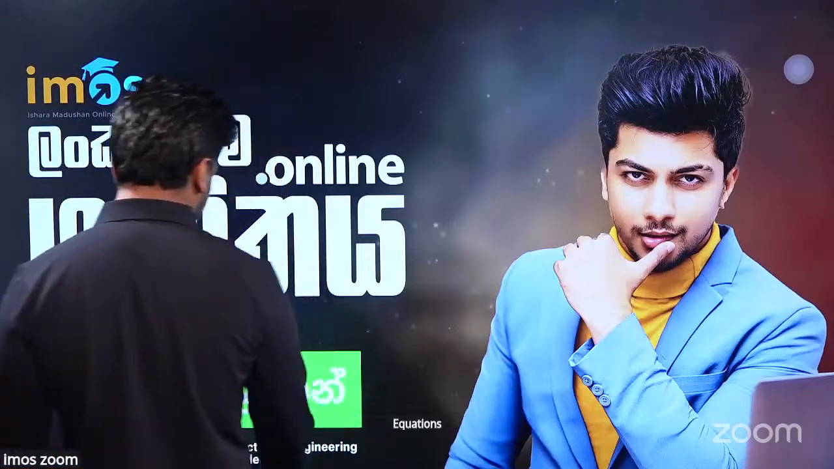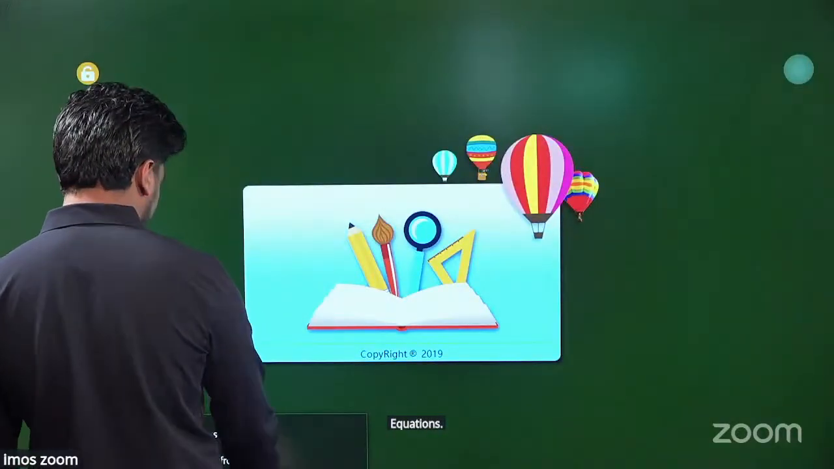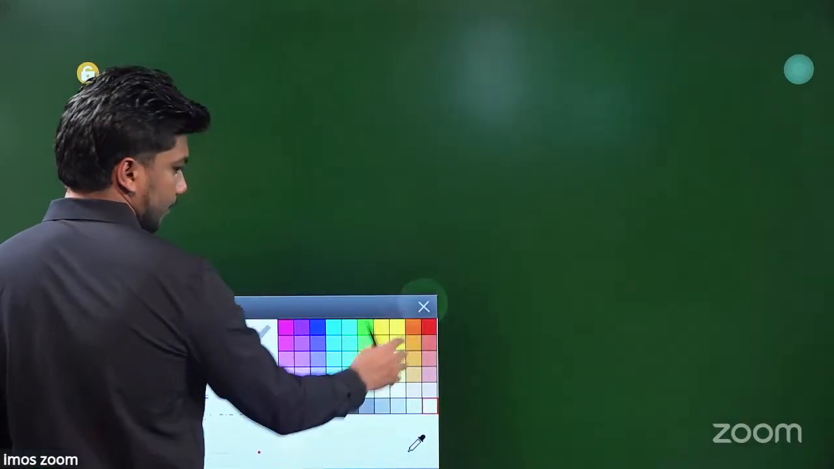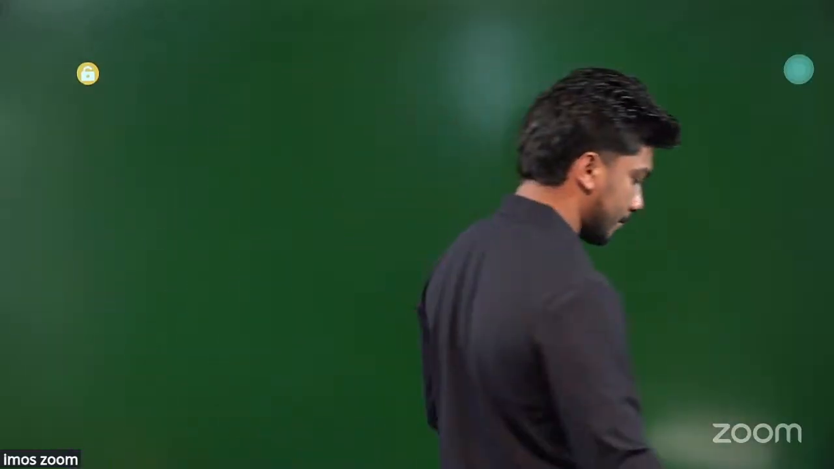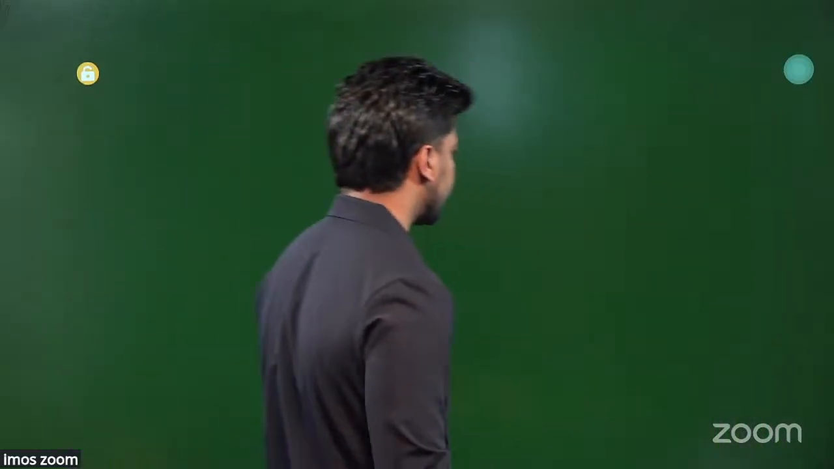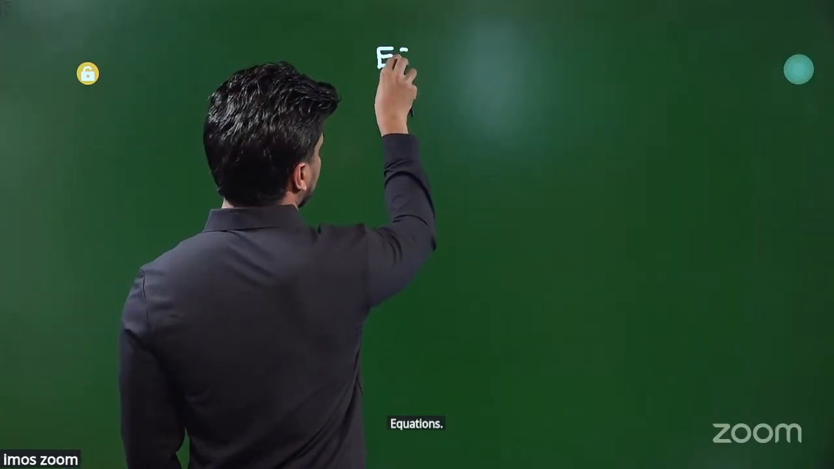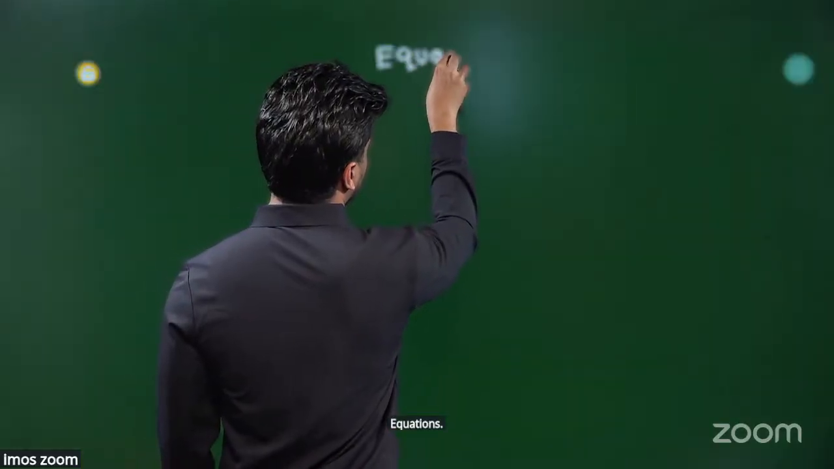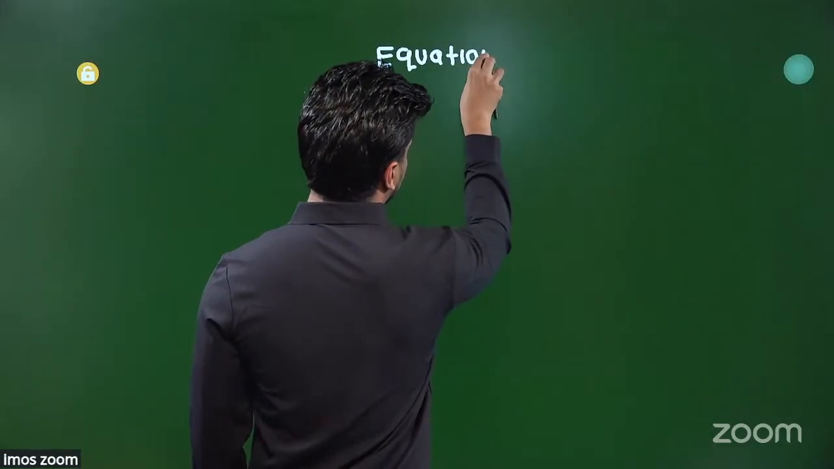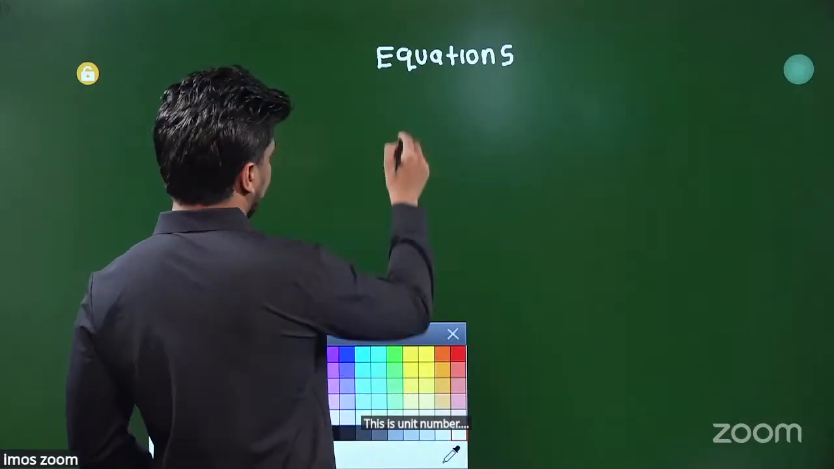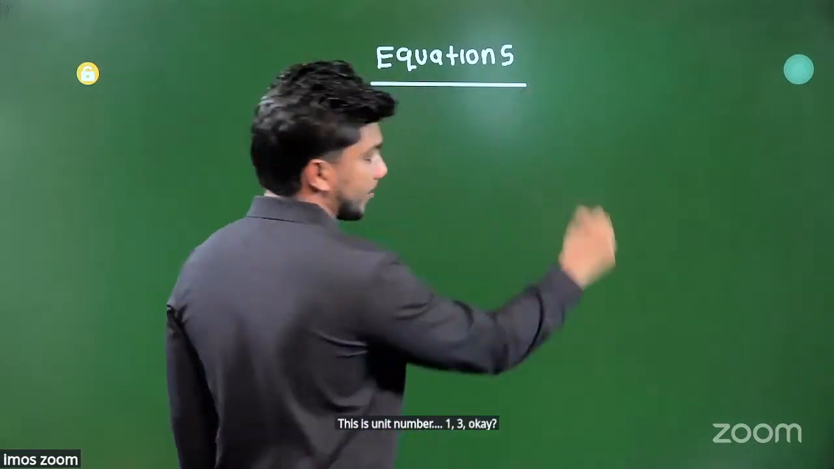Write down the topic: equations. This is unit number 13. Right, equations.